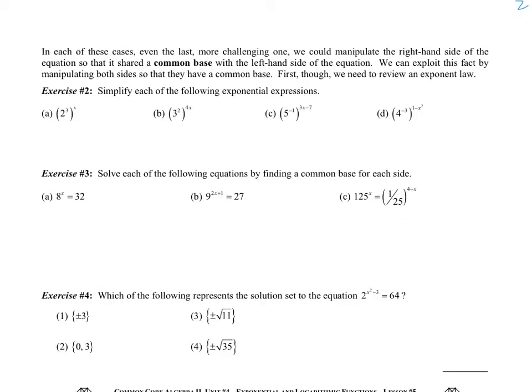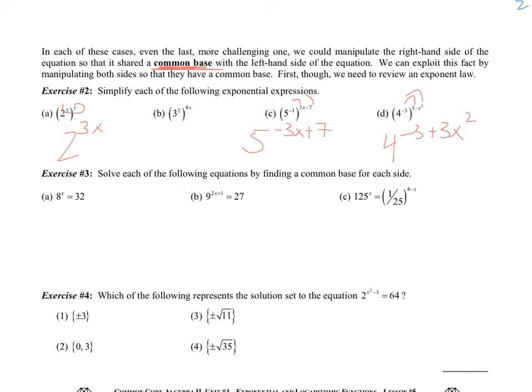So in the case of that last one, we had to manipulate the right side so that they could have a common base with the left side. Just a reminder that when you have a power to a power, you're just multiplying. So this is 2 to the 3x. All right, in part C, we're going to distribute that negative, and it will be 5 to the negative 3x plus 7. All right, and then again in part D, we're going to distribute. So this would be 4 to the negative 3 plus 3x squared. So power to power just means we are multiplying those two exponents.